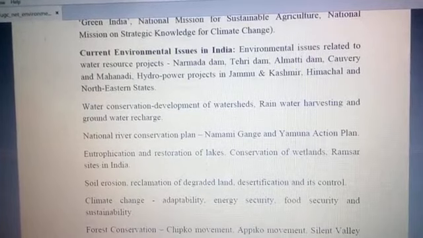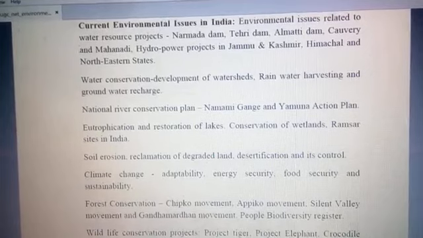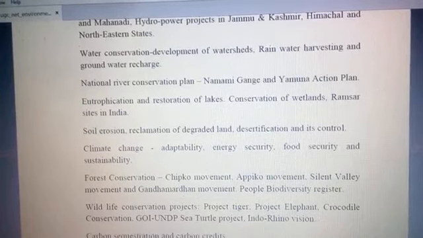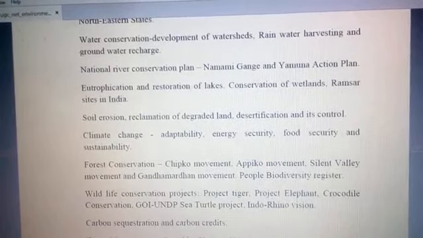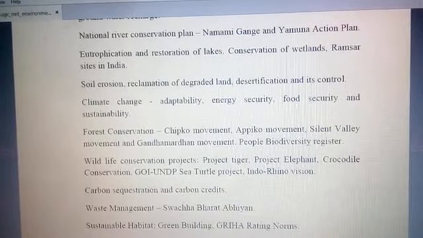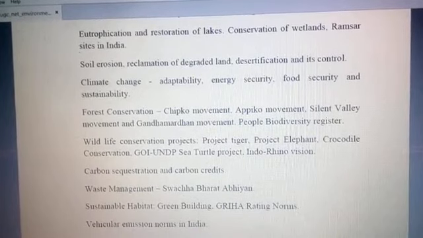National River Conservation Plan, Namami Gange and Yamuna Action Plan, beautification and restoration of lakes, conservation of wetlands, Ramsar sites in India, soil erosion, reclamation of degraded land, desertification and its control, climate change, adaptability, energy security, food security and sustainability. Next one is forest conservation: Chipko movement, Appiko movement, Silent Valley movement and the Gandhamardan movement. People's biodiversity register.